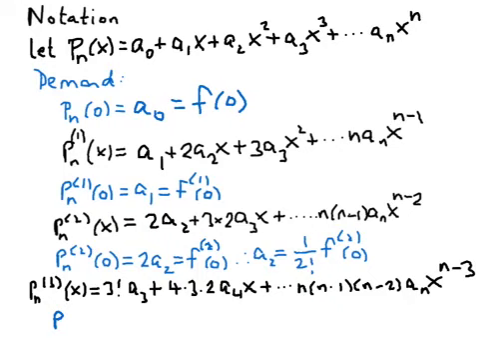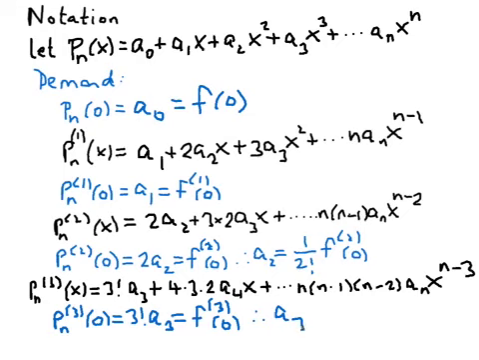So the third derivative of our polynomial at x equals 0 is 3 factorial times a3. All the other terms written here vanish, and that is going to be equal to, by our requirement, the third derivative of the function at x equals 0. So this tells us that a3 is 1 over 3 factorial times the third derivative of the function evaluated at x equals 0.